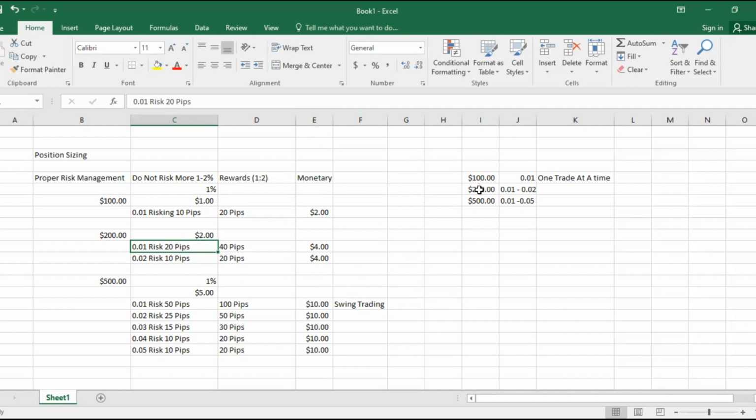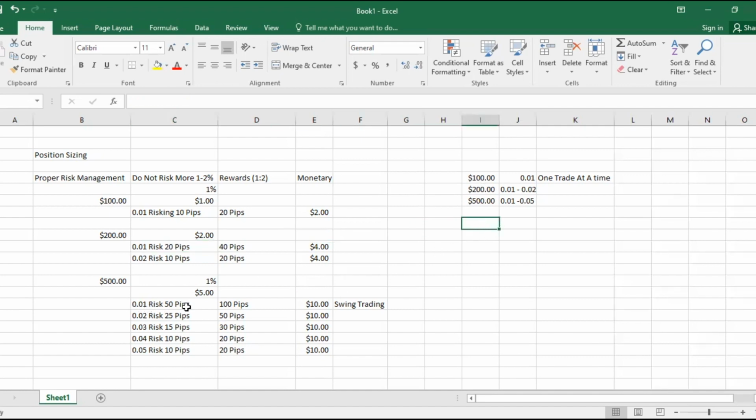So what I'm trying to insinuate is that here you can open two trades, but in these two trades you have to use 0.01, and in each trade you are risking 10 pips. So there can be different options. But I want to train you to be taking one trade at a time, such that once your trade hits take profit, you can look for another entry.